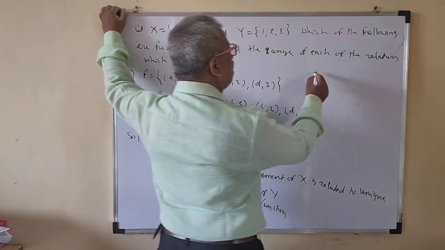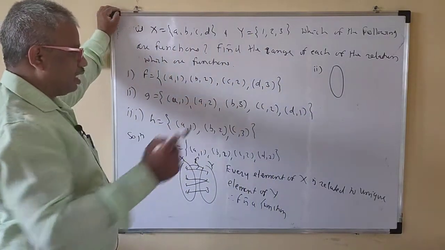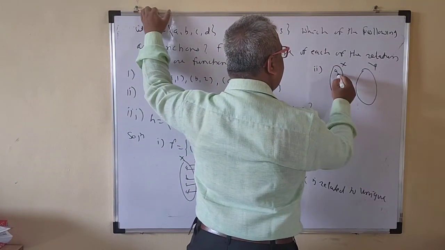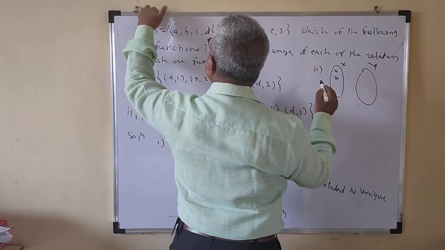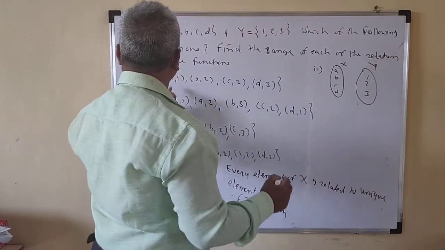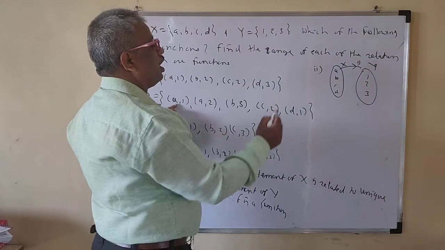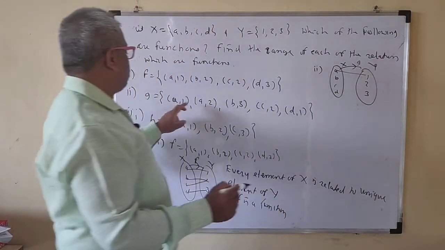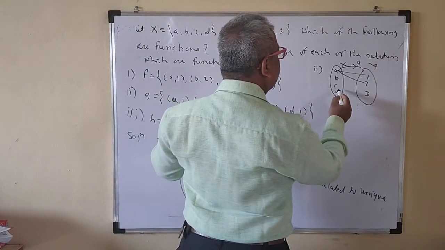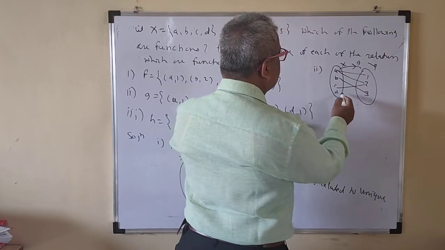Okay. So we'll now write the second. Directly I write this. Given that G is like this, this is your X. Just draw the Venn diagram so that you will be able to check whether that is a function: a, b, c, d, then 1, 2, 3. Now this is your G. A is related to 1. A is related to 2. B is related to 3. C is related to 2. D is related to 1.